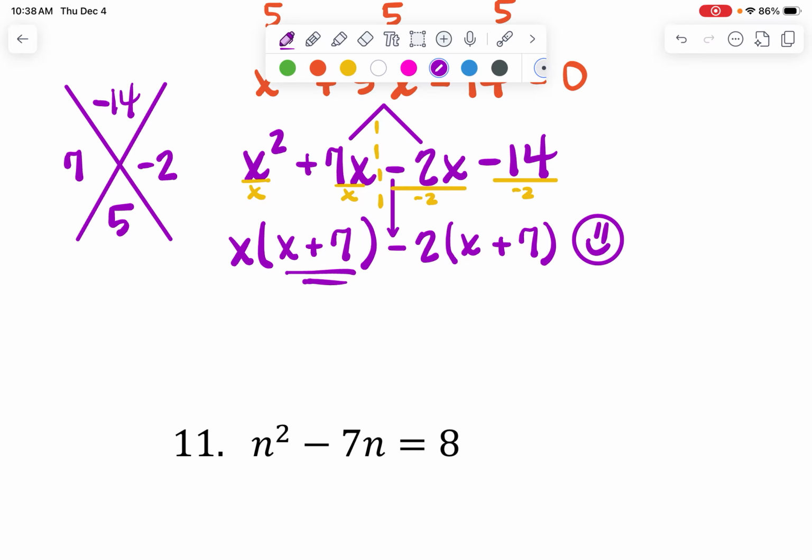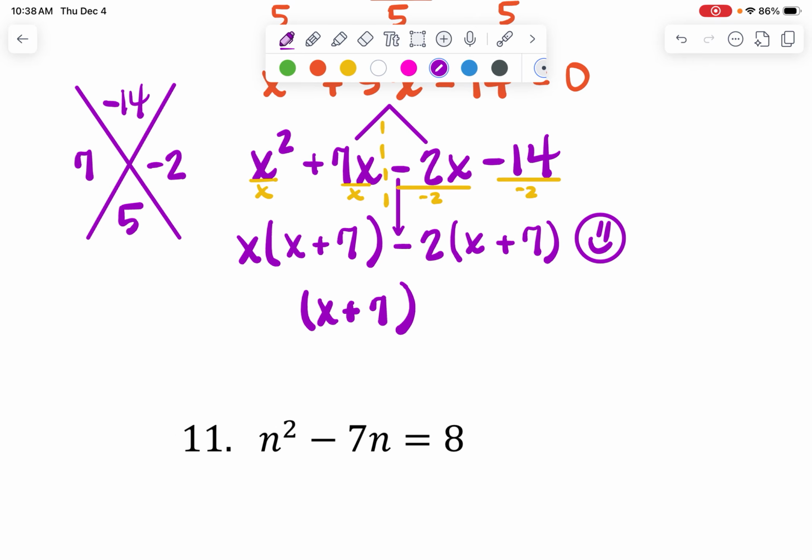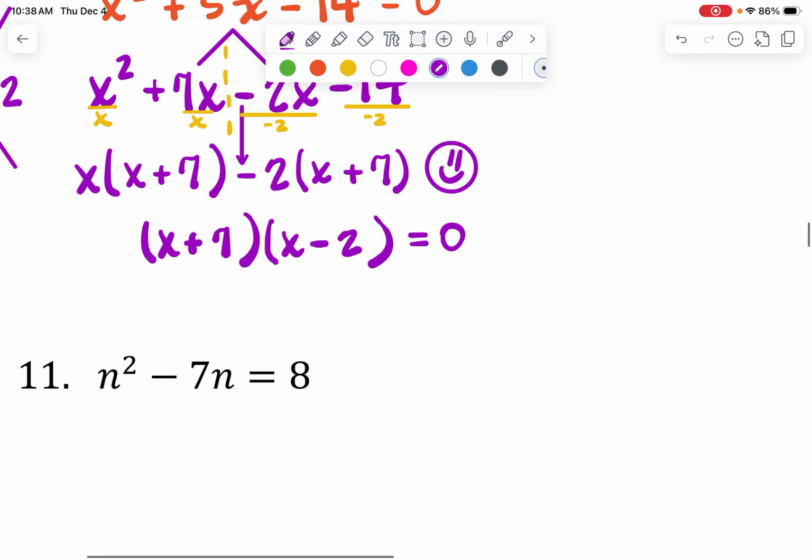So then I'm going to take out the x plus 7 because now that's the GCF, because both of these terms have an x plus 7 in common. And then if I divide out the x plus 7, then I'm left with x minus 2, right? Our little outside pieces here. And those are our two factors. But we're not finished because we're not just factoring, we're solving, right? So when we solve, we need to take each factor and set it equal to 0.